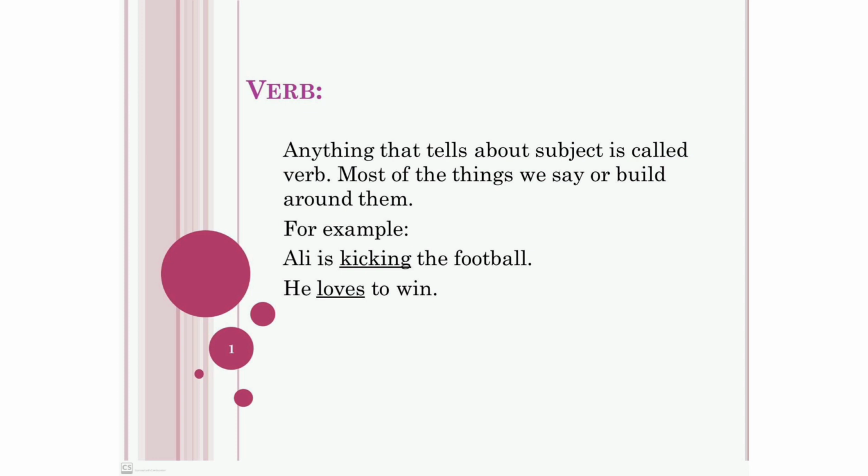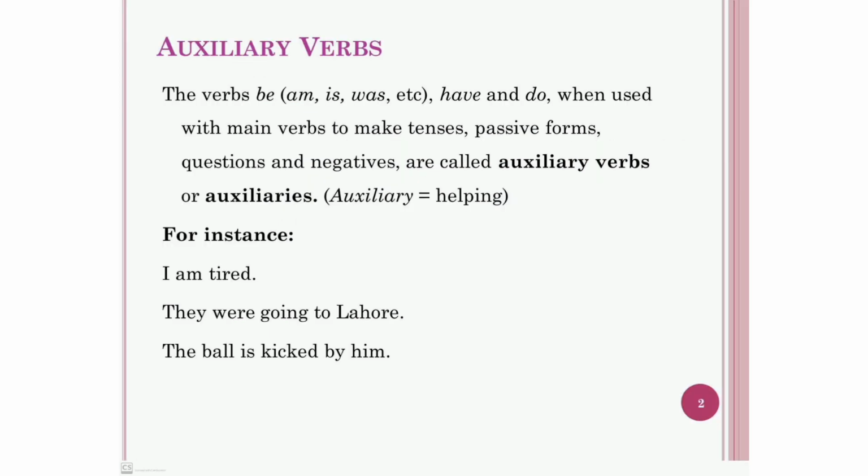He loves to win. Now, what are auxiliary verbs? The verbs be, that is, am, is, was, etc., have, and do are auxiliaries when used with main verbs to make tenses, passive forms, questions, and negatives. Auxiliary verbs are also called helping verbs. For instance, I am tired. This is an example of an auxiliary. Am in this sentence is an auxiliary verb.